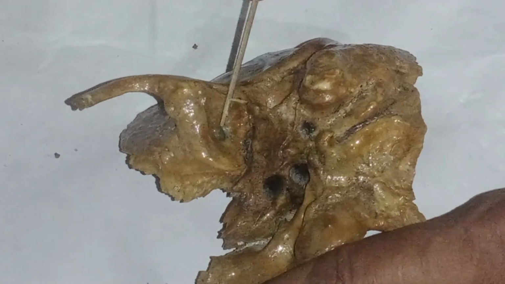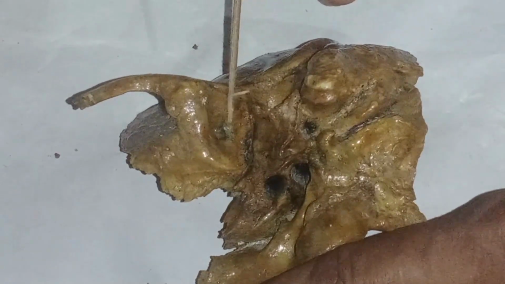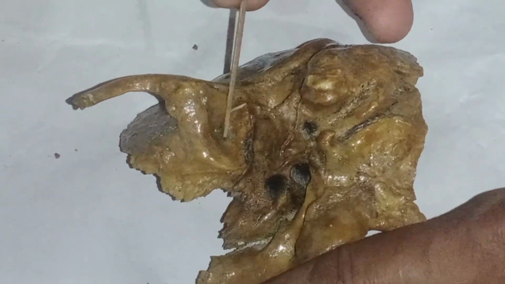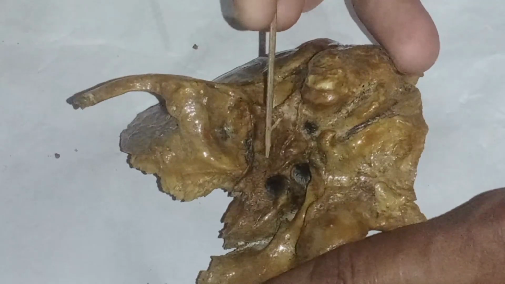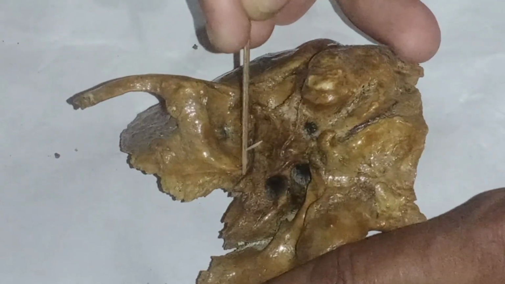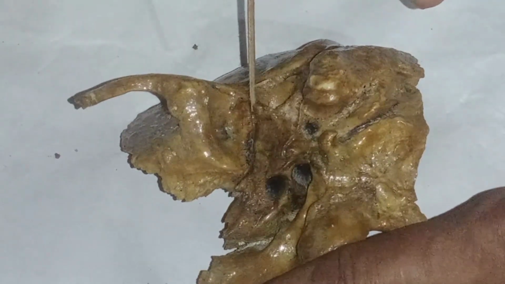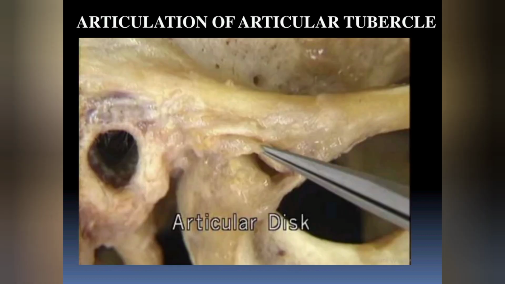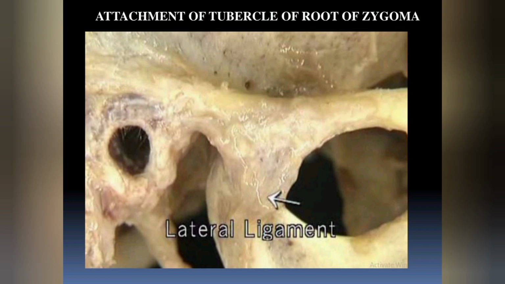Mandibular fossa has two parts, an articular part and a non-articular part. The articular part is formed by the squamous part of the temporal bone and the non-articular part is formed by the tympanic part of the temporal bone. In between these two, there is a fissure called the squamotympanic fissure. Mandibular fossa articulates with the head of the mandible, forming the temporomandibular joint. The articular tubercle and the mandibular fossa give attachment to the articular disc of temporomandibular joint. Tubercle of the root of the zygoma gives attachment to the lateral ligament of temporomandibular joint.